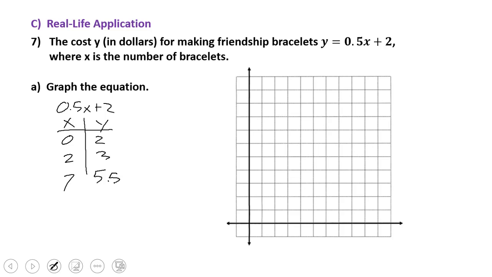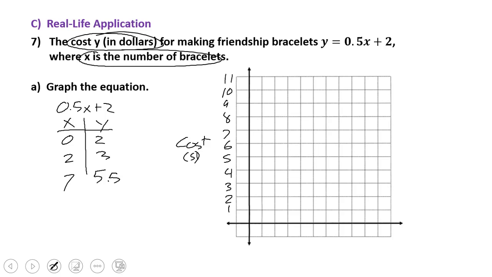All right, so first thing we have is the cost y in dollars, so our y-axis is cost. Label that with dollars. And I'm going to go by ones on my cost. And our x-axis is the number of bracelets, so I'm going to come down here at bracelets. I'm going to make 2 at a time. 2, 4, 6, 8, 10, 12, 14, 16, 18, 20, and 22.